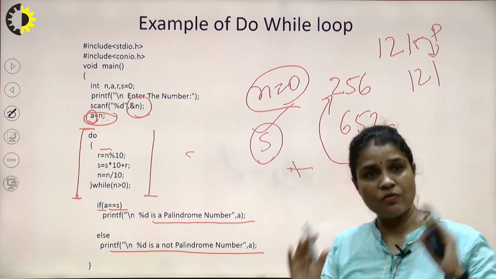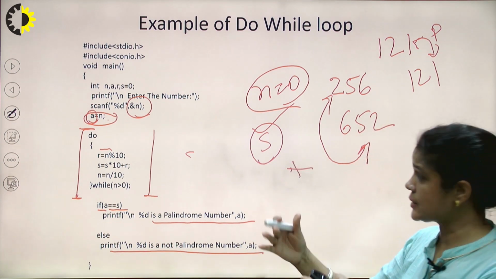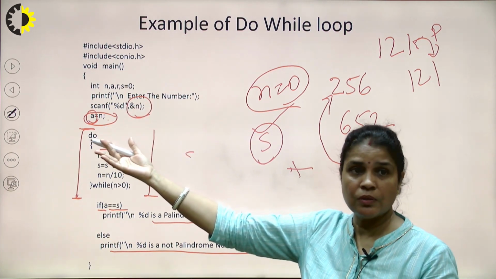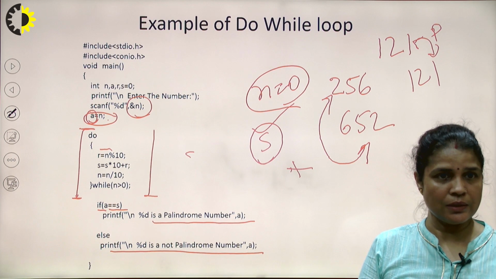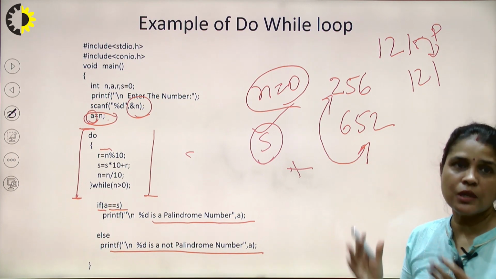So with the help of the same logic as in the previous example, we have checked the palindrome number also, right? So these are the 3 loops.